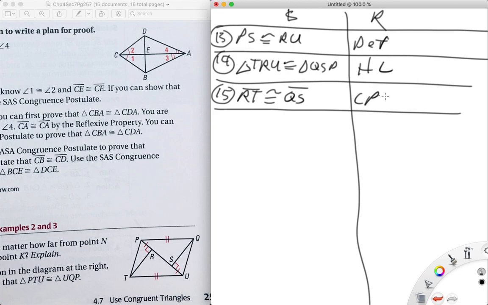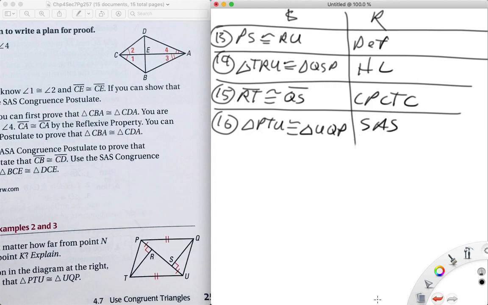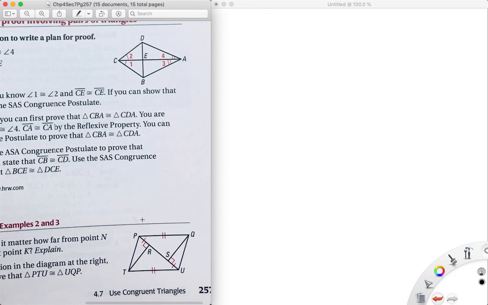CPCTC. Congruent parts of congruent triangles are congruent. So then I can say that, lastly, in step 16, triangle PTU is congruent to triangle UQP, and that's because of side angle side. 16 ridiculous, crazy steps. Okay, not horrible.